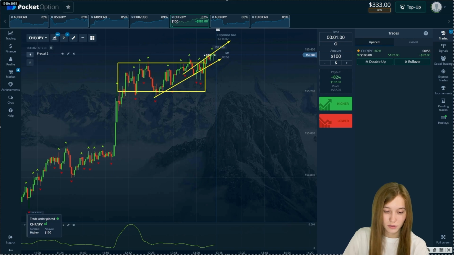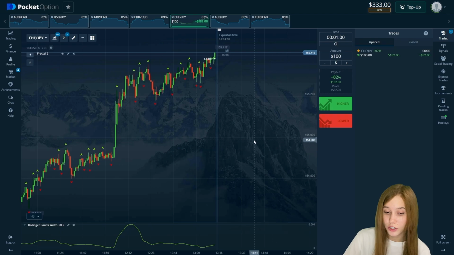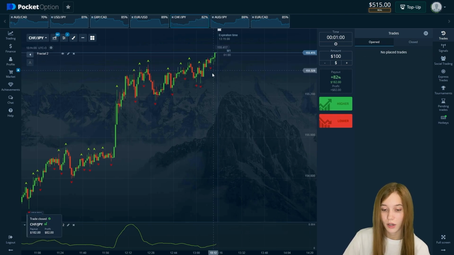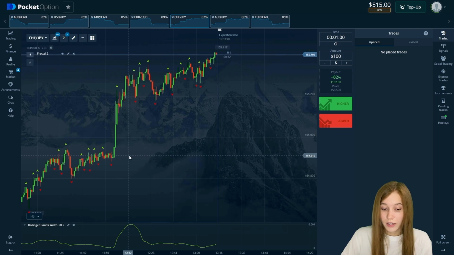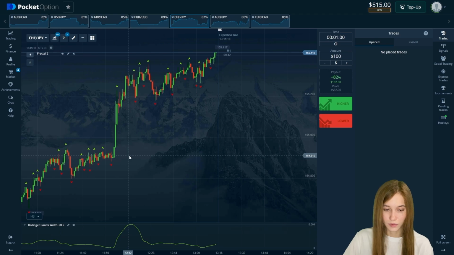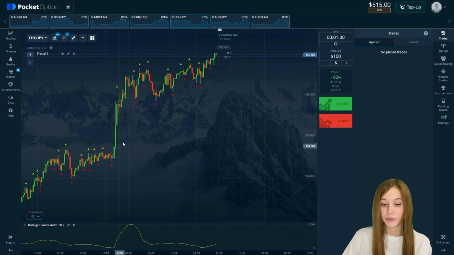So what we see, our intensity is low. It's demonstrating our consolidation at the moment. Let's look at the chart. We see that growth is happening. As I said, the deal was plus $82, our profit. As I said, we opened correctly.